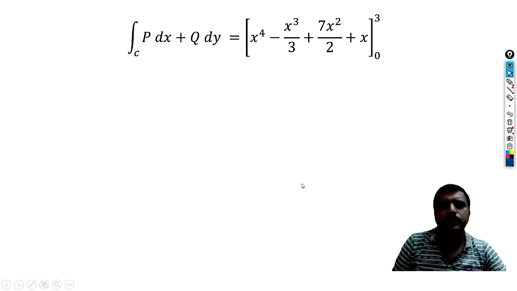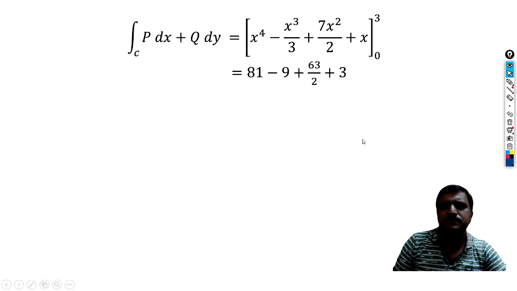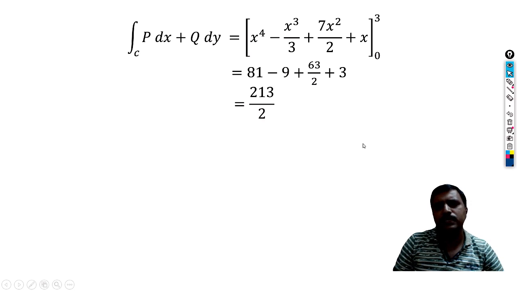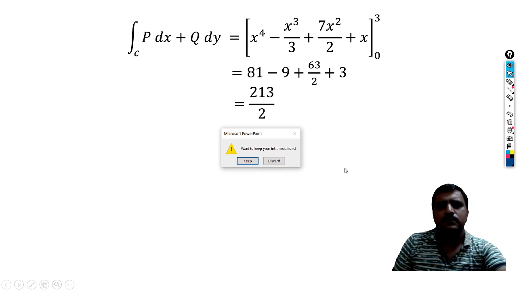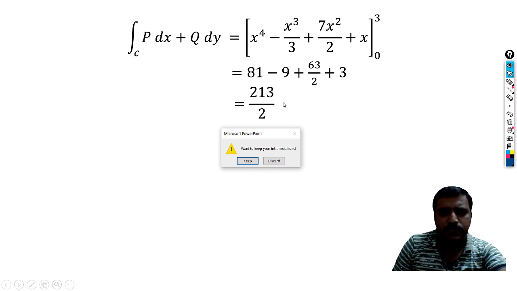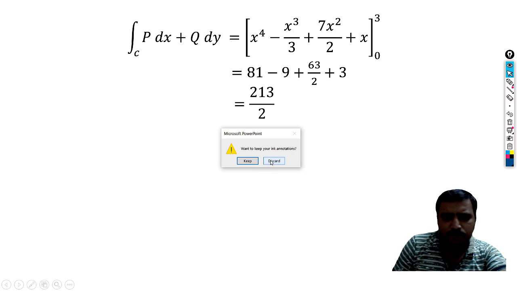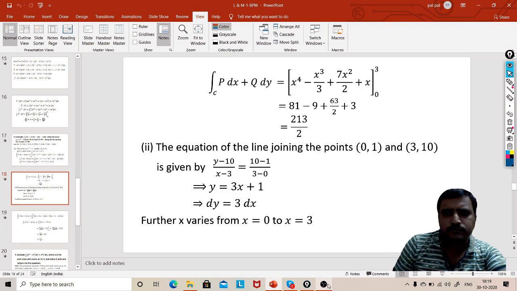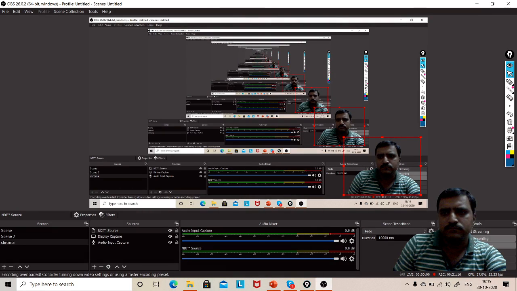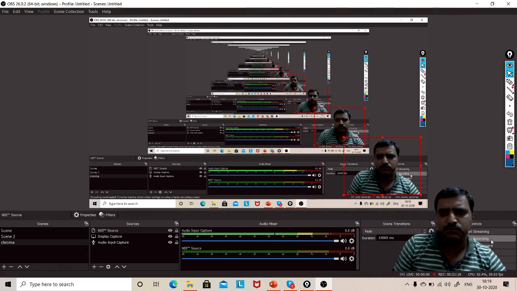Now if you integrate this, it is x to the power 4, where the 4 gets cancelled, minus x cube by 3 plus 7x square by 2 plus x. The limit varies from 0 to 3. Applying the limit, it gives 213 by 2, which is the required value of the line integral. We will continue with some more problems in the next hours.